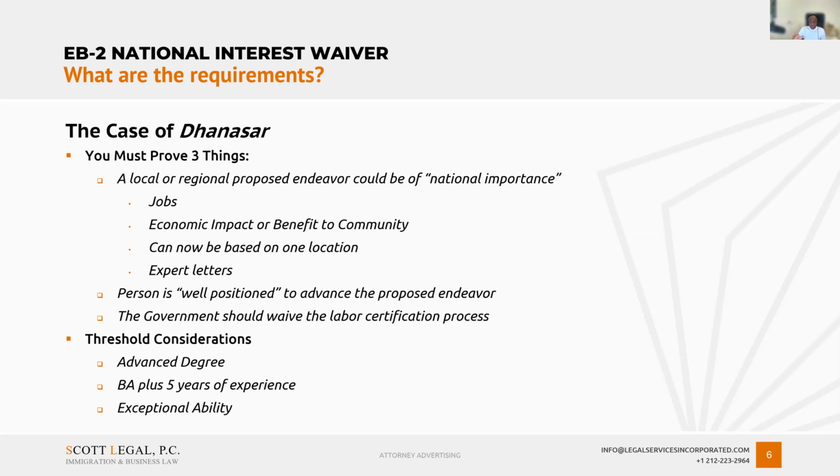So that's not the same as extraordinary ability, but the thing to keep in mind is, for example, let's say someone couldn't do an advanced degree or bachelor's plus 5, let's say they only had a high school degree. They could still possibly qualify under the National Interest Waiver category under exceptional ability, if they meet at least 3 of the 7 criteria.